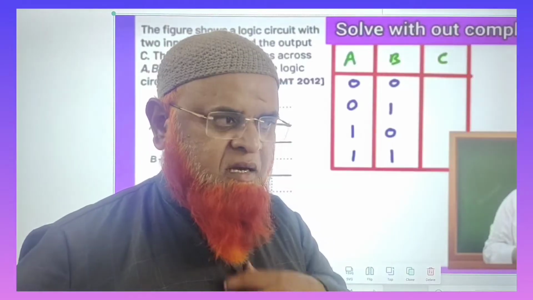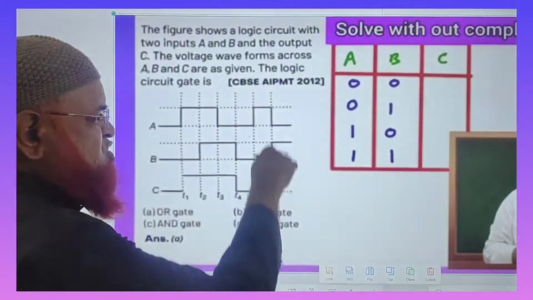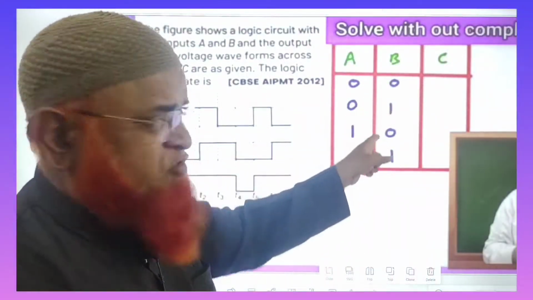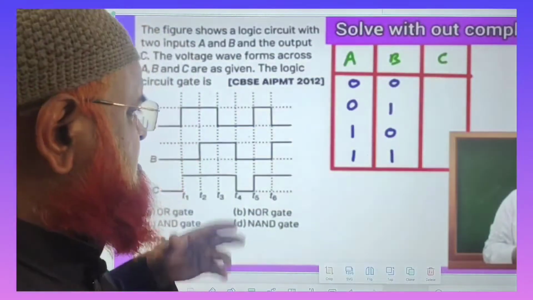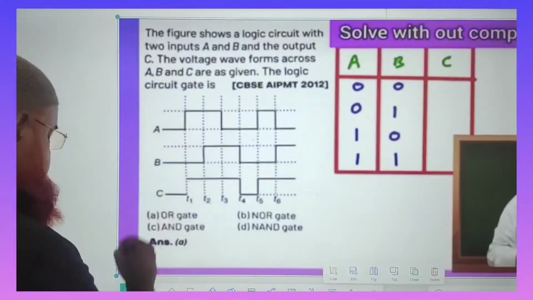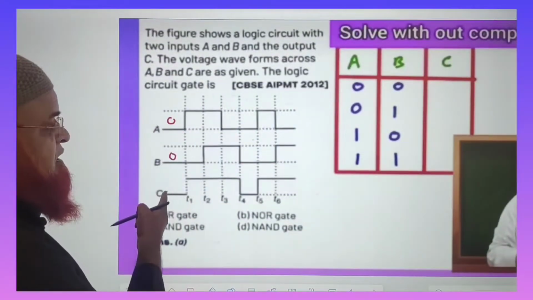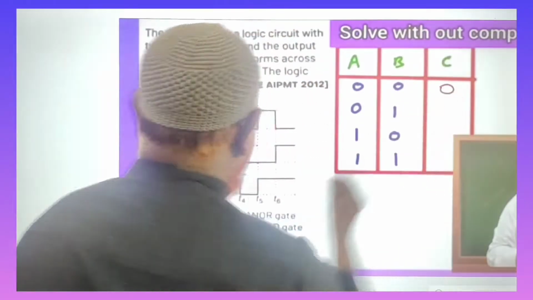My dear students, see here how to solve this problem without even completing this square wave. The shortcut here is you just choose a few values and find out the solution and get the correct option. This is the shortcut here. You can just see here. A is 0, B is 0, then C is also 0. That means 0, 0 is 0 here.